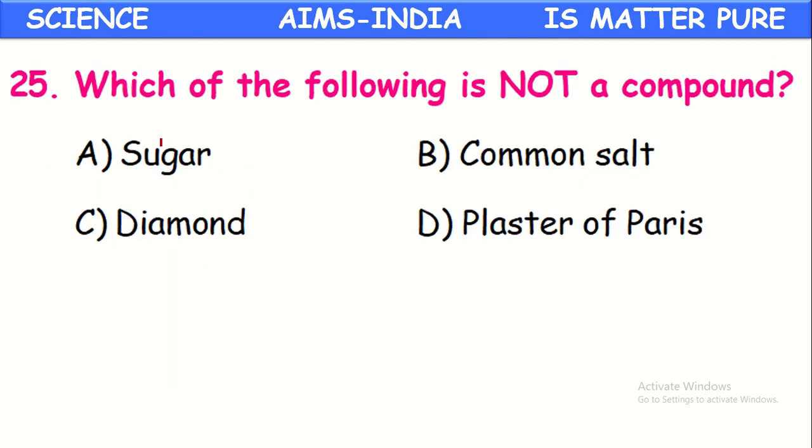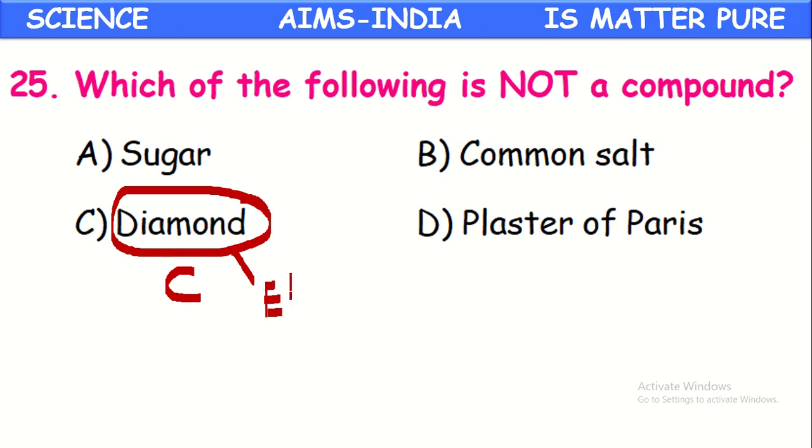Okay, next one. Which of the following is not a compound? Some substances are mentioned here: sugar, common salt, diamond, and plaster of Paris. These all are compounds, but diamond is made up of only carbon atoms. Now you can say diamond is an element. It is not a compound. It contains only one kind of atom, that is carbon atoms. So it is an element, not a compound.